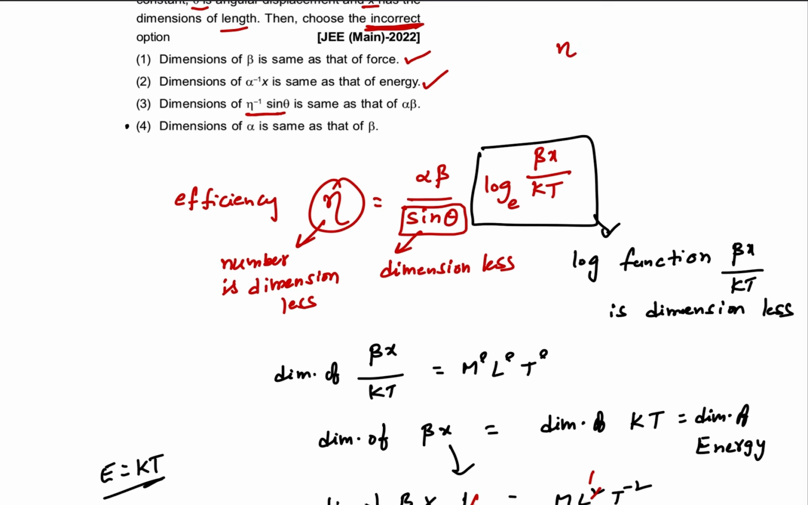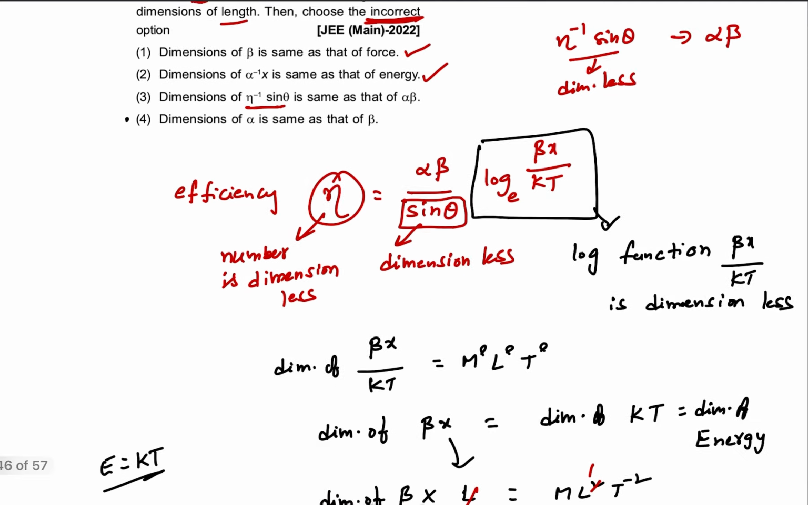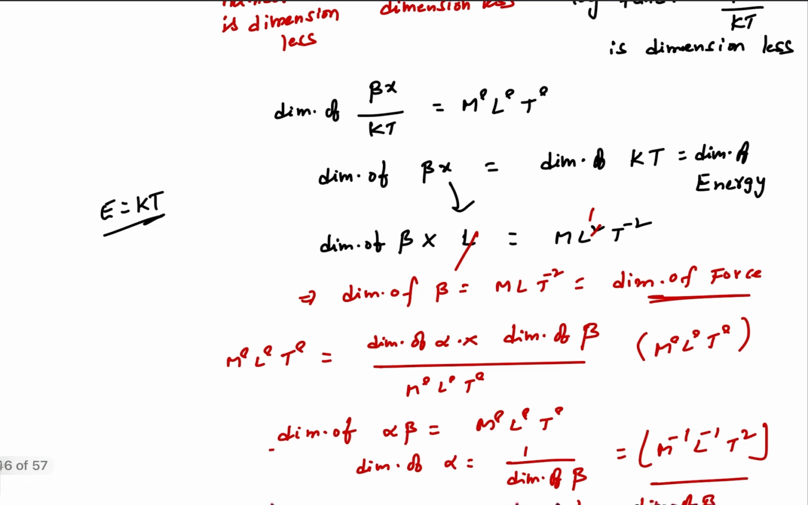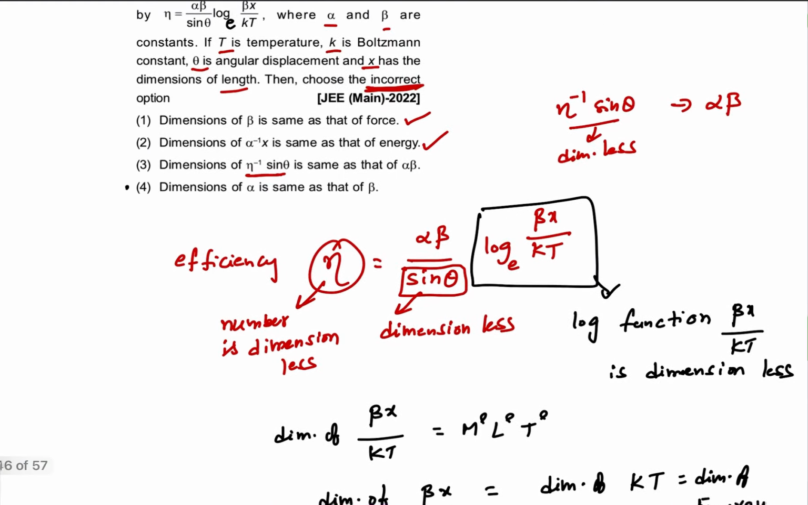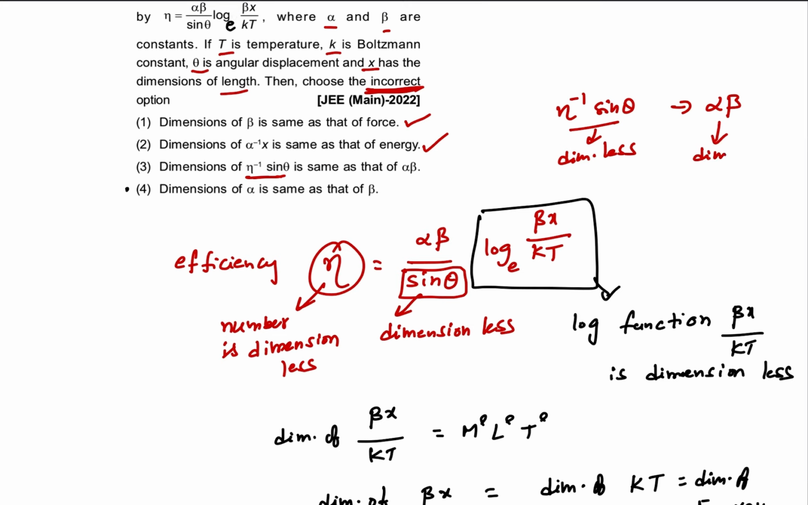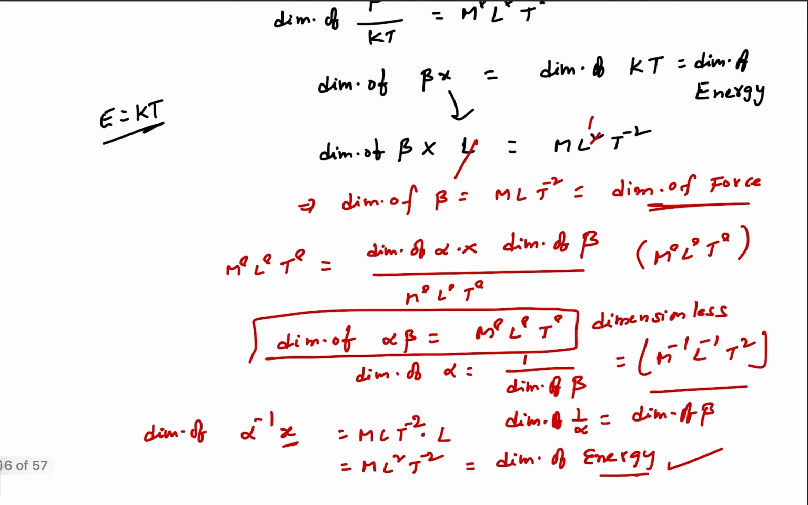The dimension of eta^-1 into sin theta is the same as alpha beta. Correct, obviously. Why is it correct? Eta^-1 sin theta is dimensionless. And alpha into beta, if you see this term, is also dimensionless. So from this we can say that alpha into beta is also dimensionless. This is also correct only.